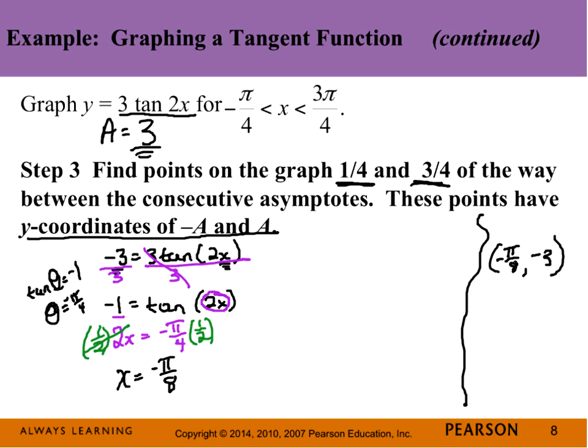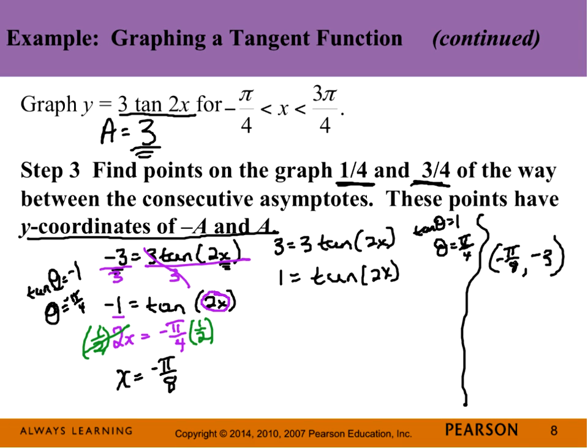So we do the same type of calculation for positive 3. 3 tangent of 2x, divide by 3, and I get 1 equals the tangent of 2x. And I find that the tangent of theta is equal to 1 when theta is pi over 4, so positive pi over 4. So pi over 4 equaling 2x, multiply by 1/2 on both sides, and I get pi over 8 is x. So that's the point pi over 8, positive 3.